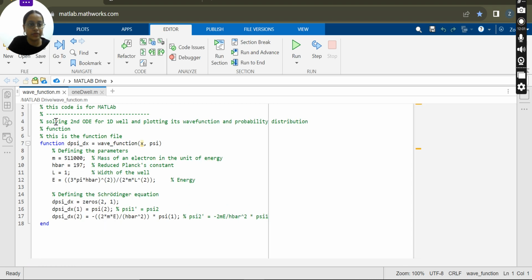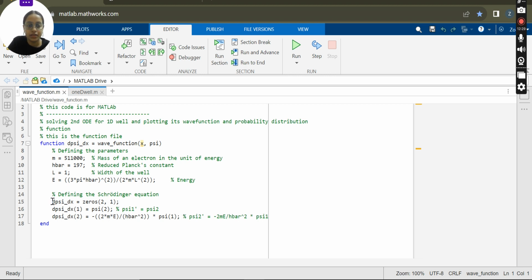Here is my function file, which I have called wave function. The name of this function file is wave function. First, I have given all the values of constants like m and L, etc. And here I have defined this line. This dy/dx represents our first order differential equation, and then the second line shows the second first order differential equation.